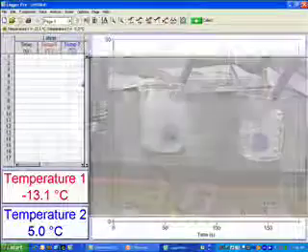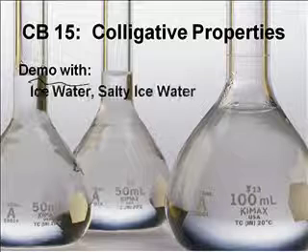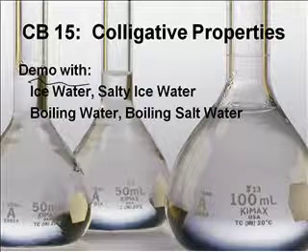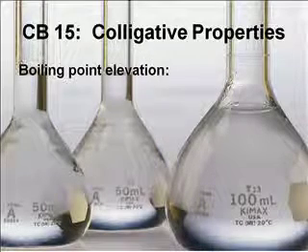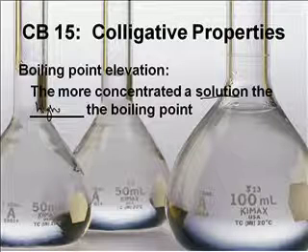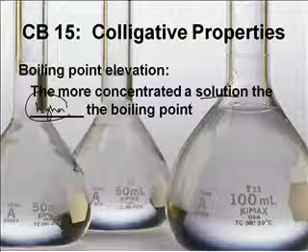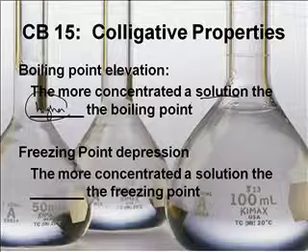So we just did that demo, and so let's talk some more. So we did ice water, salty water. We could also do this with boiling water and boiling salt water, and something else would occur. All right, so there are essentially two things that could happen. If I were to have a more concentrated solution, so think of that salt water that I just had, then you would have a higher boiling point. So if I took that salt water and I boiled it, I would find a higher boiling point. And on freezing point, the more concentrated a solution, what did we just see a minute ago? That's right, the lower the freezing point.